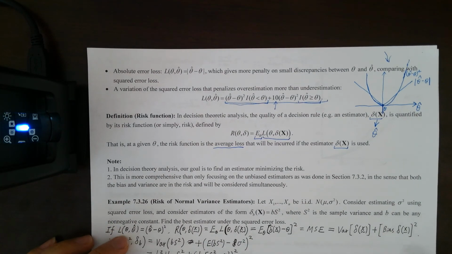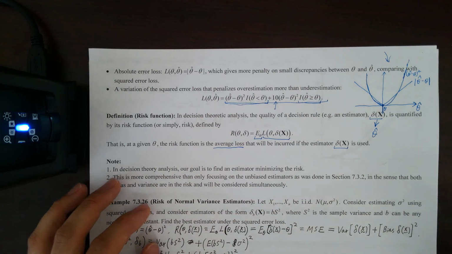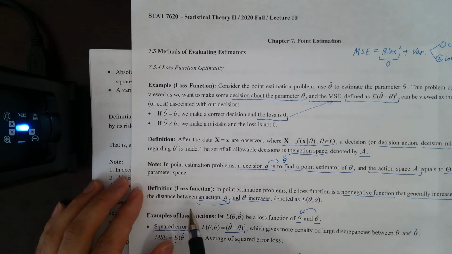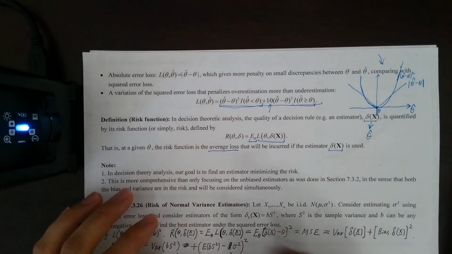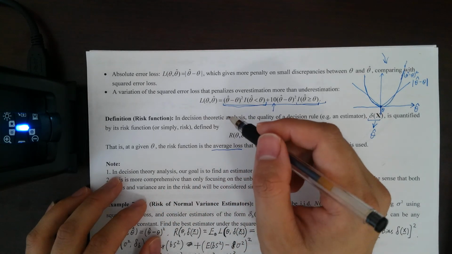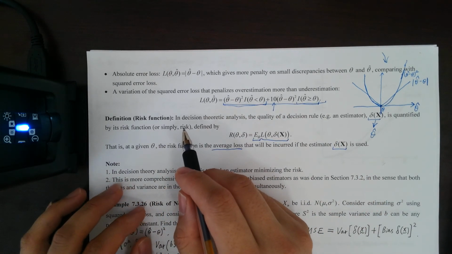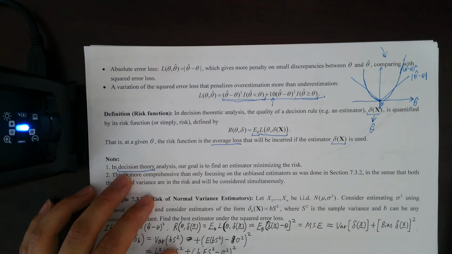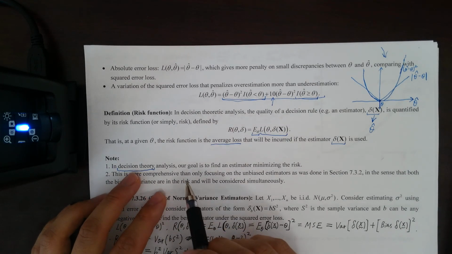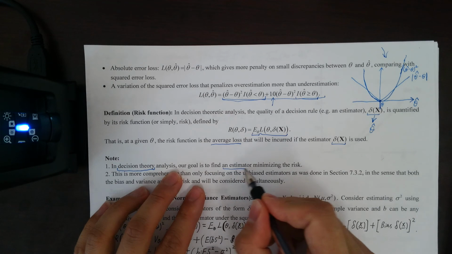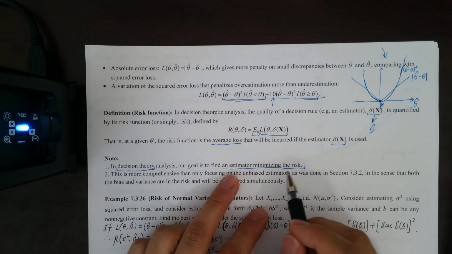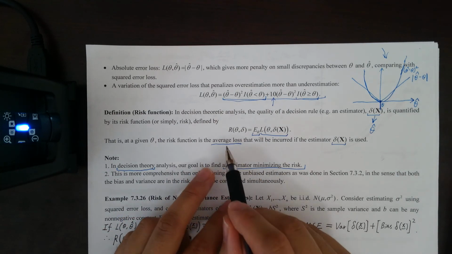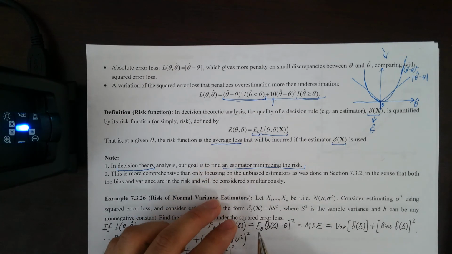When we talk about loss function optimality, the loss function and the risk function are all concepts in the field of statistics called statistical decision theory. In statistical decision theory analysis, the goal is to find an estimator that minimizes the risk. In other words, we want to find an estimator that minimizes the average loss, the risk.